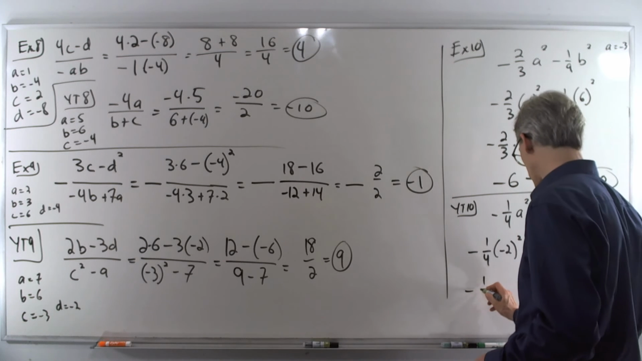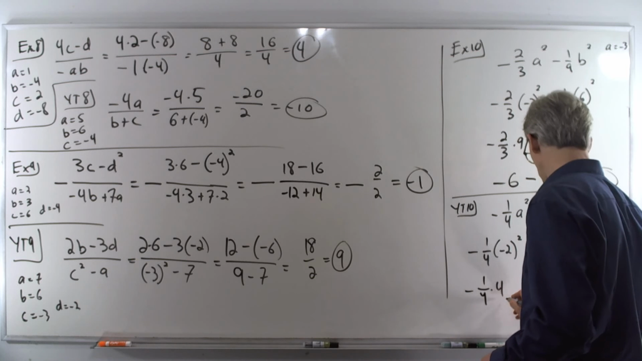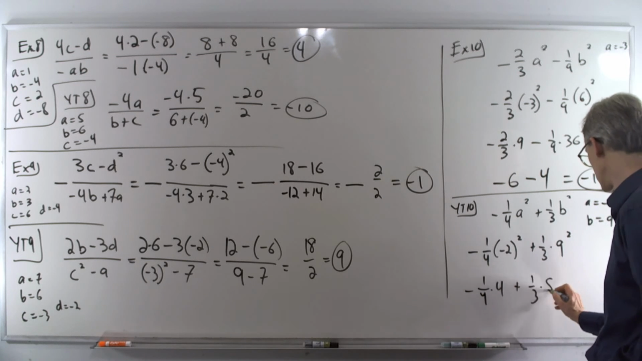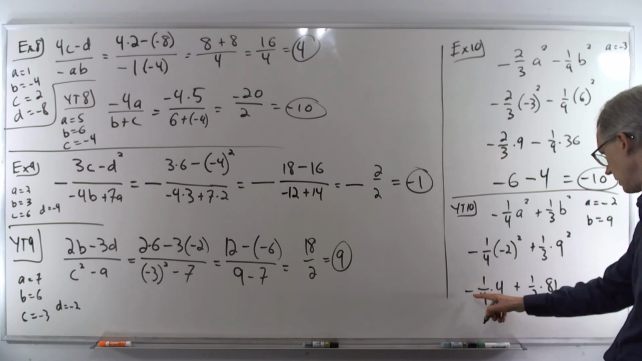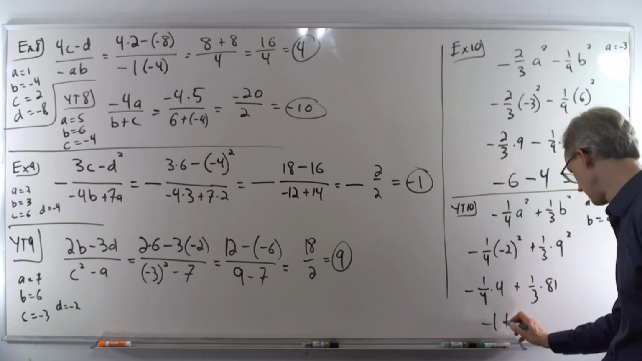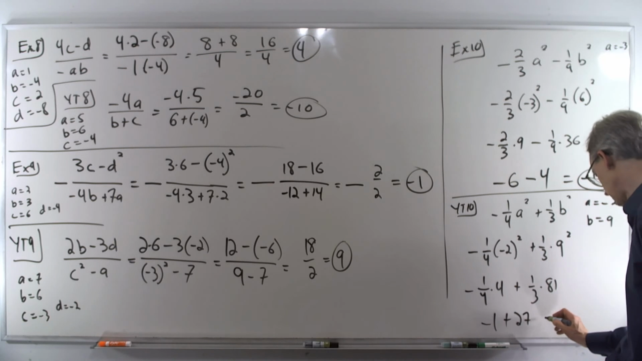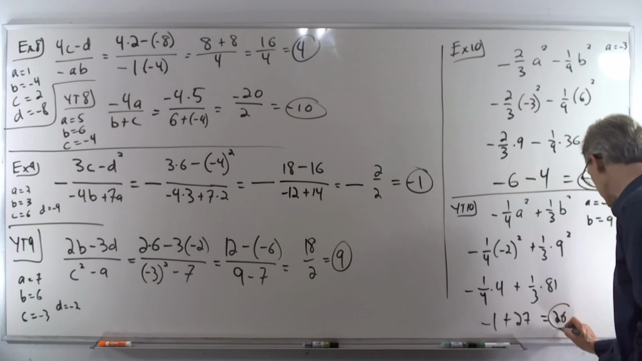So we got -1/4 times 4 plus 1/3 times 81. Here it gives us a -1. And 81 divided by 3 is 27. -1 plus 27, that is 26.